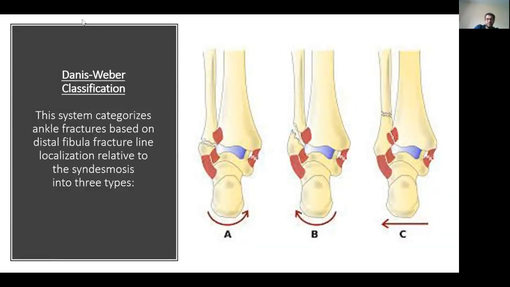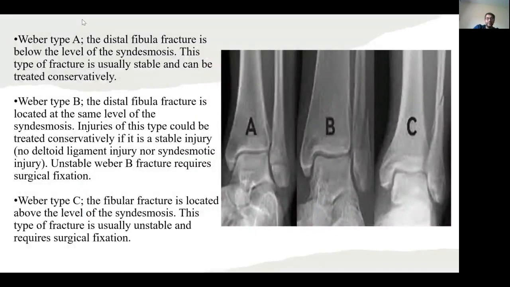The second classification system for the ankle fracture is the Denis Weber classification. This system categorizes the ankle fracture based on the distal fibular fracture line localization relative to the ankle syndesmosis into three types: A, B, and C. In Weber A classification, the distal fibular fracture is below the level of the syndesmosis. This type of fracture is usually stable and can be treated conservatively.